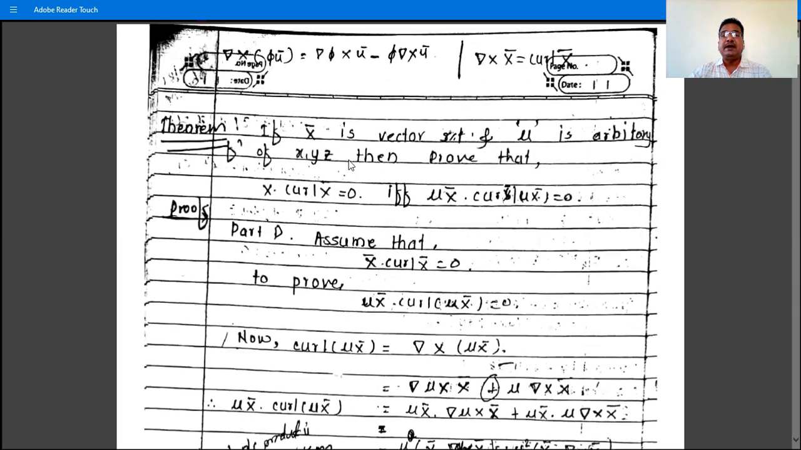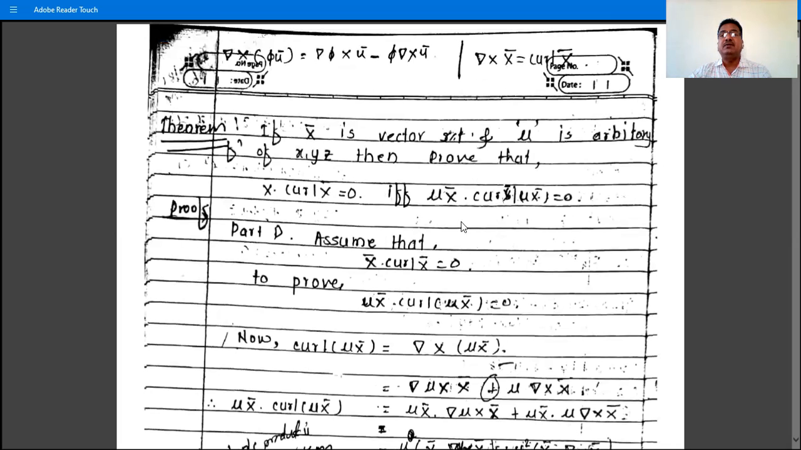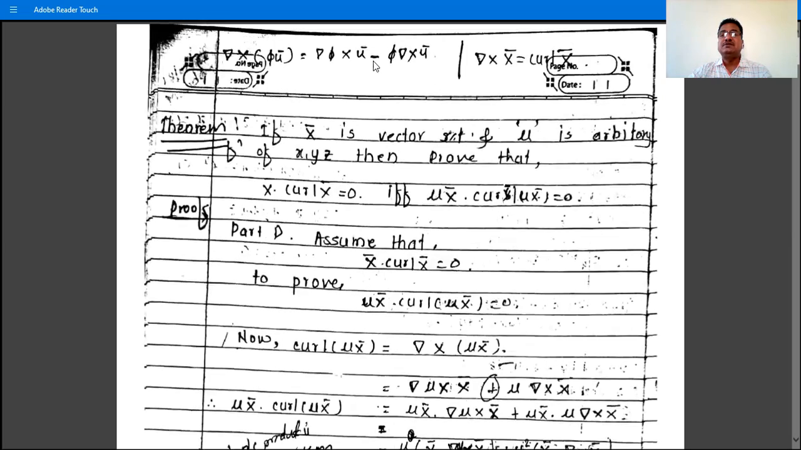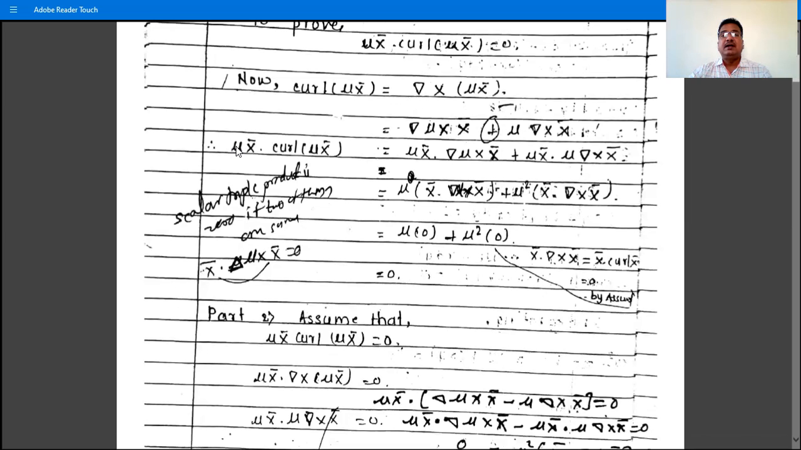So by using that rule, this mu is a scalar function of x, y, z, and X bar is a vector function. So by using this rule, we have del mu cross X bar minus mu, that is phi, del cross X bar. So this is by using that rule. And then mu X bar dot curl X bar is what? Take the dot product of this, that is, mu X bar dot this del mu cross X bar minus mu X bar dot this mu del cross X bar.